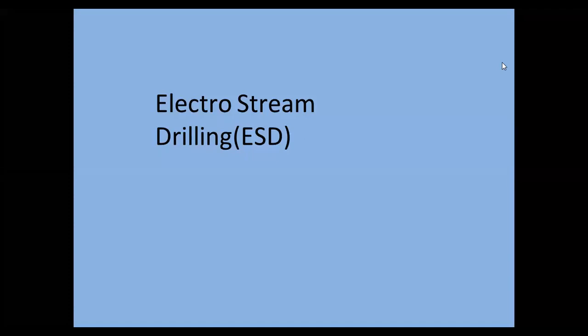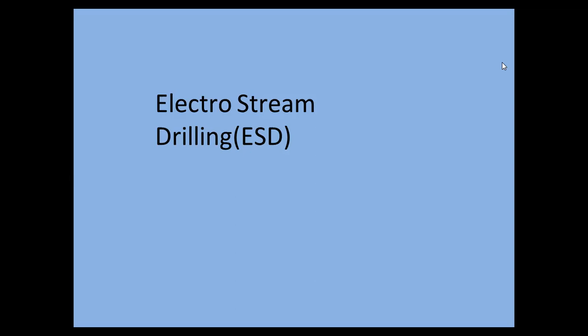Good morning, students. Today we will see our last topic in Unit 6, electrostream drilling. Nothing but an electrolyte stream is applied onto the workpiece surface to machine a through hole in the workpiece. It is based on a principle similar to electrochemical machining, but with a little difference.